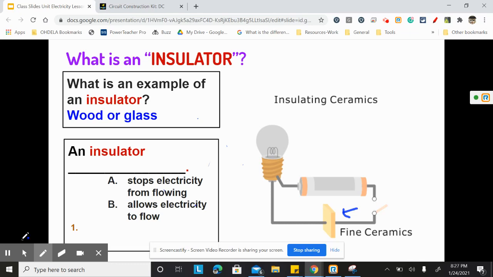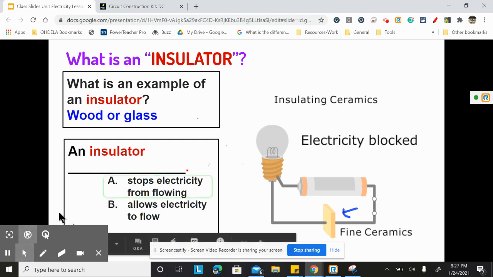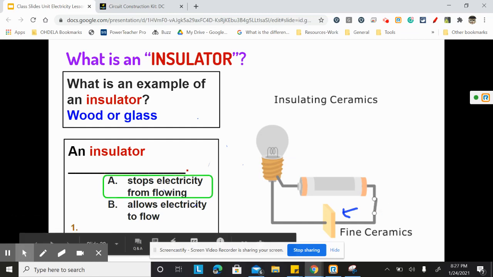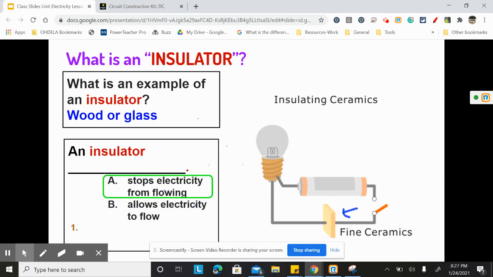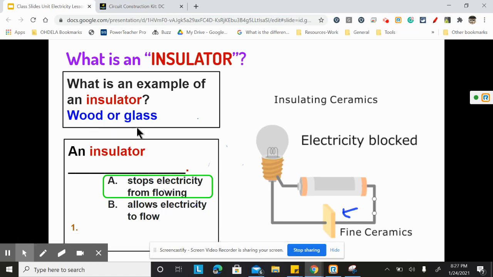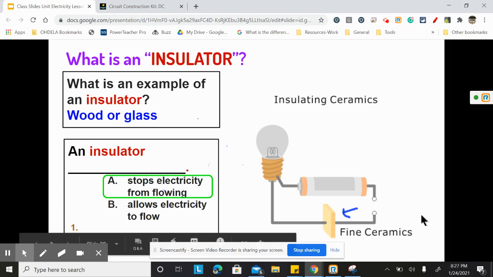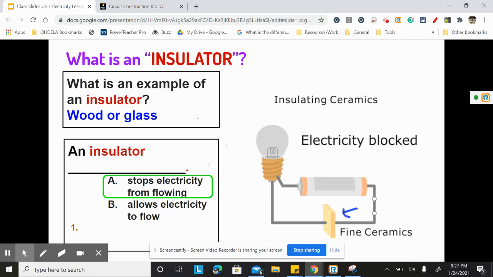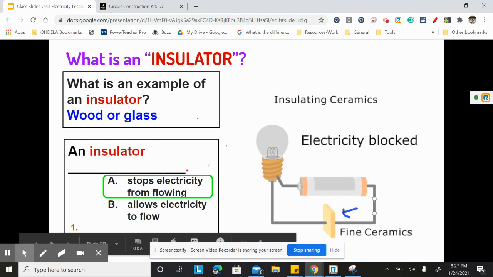If we put a glass tile or a piece of wood into a circuit, it will stop electricity from flowing and the light bulb will not light up. An insulator is an object that stops electricity from flowing. And examples are wood or glass. Ceramics are similar to glass. It's like what a ceramic tile would be made of. That is very close to glass, and glass is an insulator.